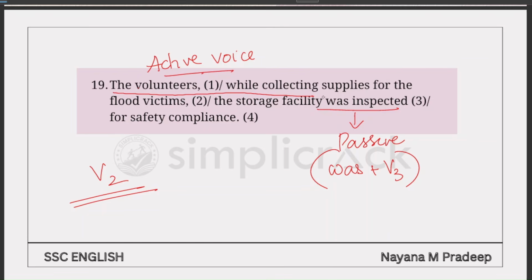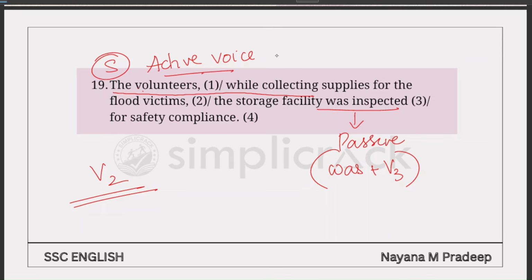And you cannot mix two voices in a sentence. If the sentence begins with the subject, then it has to completely follow the structure of an active voice. If the sentence begins with the object, it has to completely satisfy the structure of a passive voice. Now here, the volunteers are the subject. They are the doers of the action. So it begins with the subject, so it has to be in the active voice. So: the volunteers, while collecting supplies for the flood victims, inspected the storage facility.